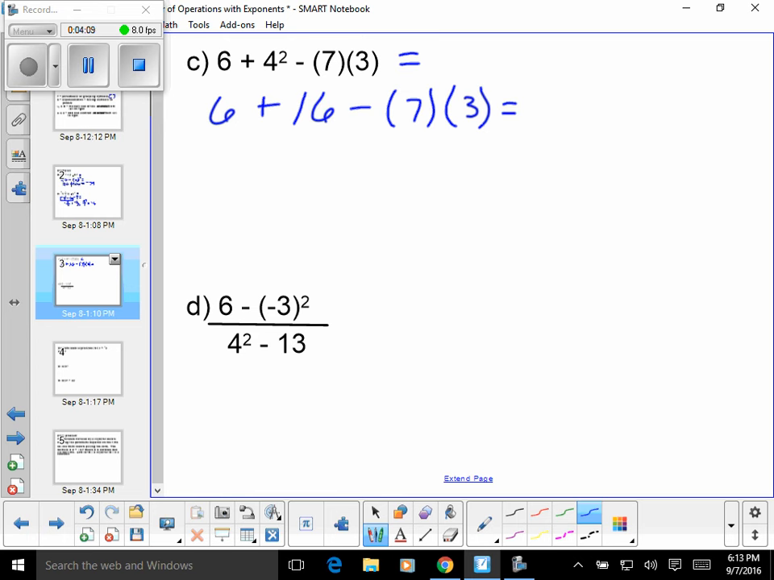Since we've done exponentiation, we now look for multiplication and division. So we're going to take the 6 plus 16 minus 7 times 3 is 21. Now we need to take the addition and subtraction in order from left to right. 6 plus 16 is 22, minus the 21 gives us an answer of 1.